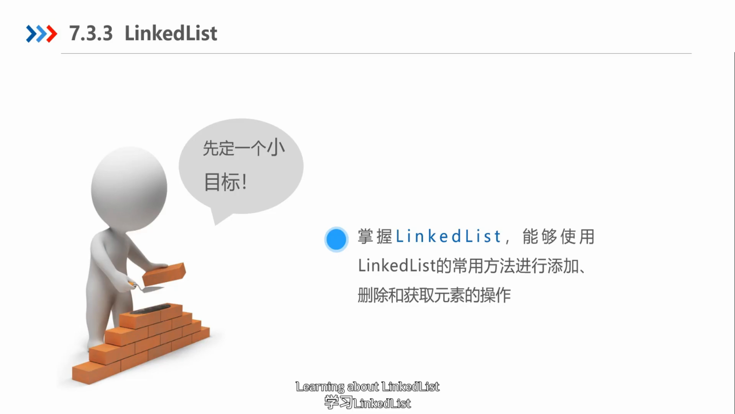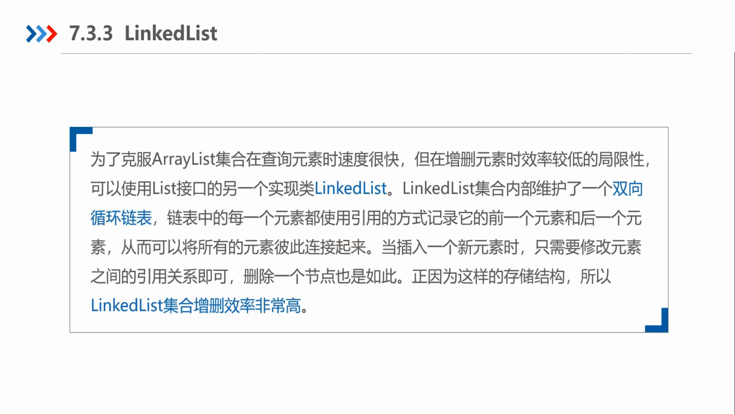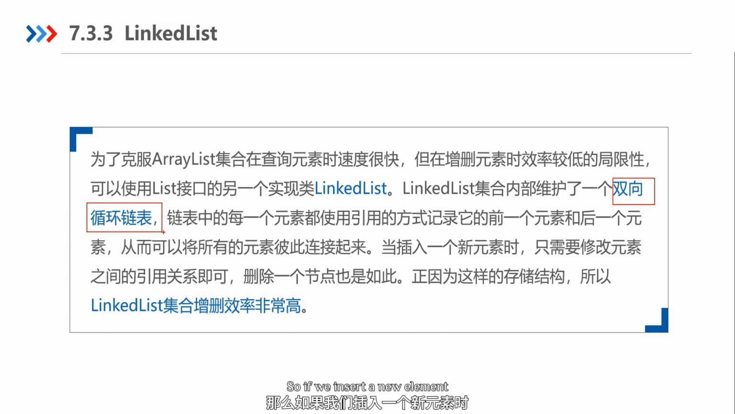Learning about LinkedList is also a major implementation of the List interface. It has a side-by-side relationship with ArrayList. What's the difference between it and ArrayList? First of all, their underlying data structure is different. LinkedList is a bidirectional circular list. So if we insert a new element, we only need to change the references between the elements. The same is true for deleting a node.